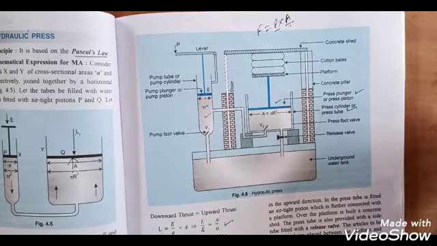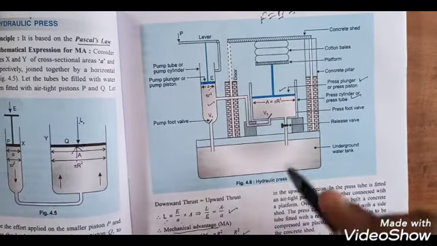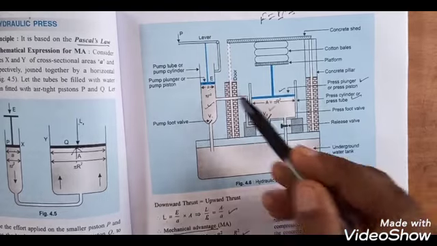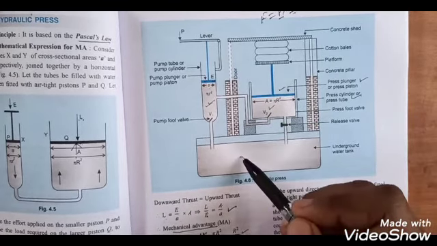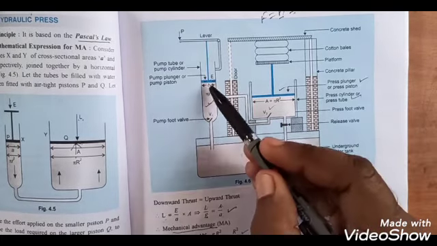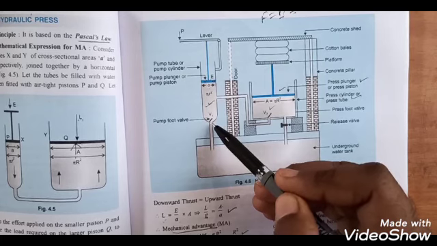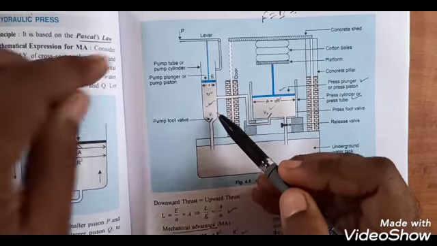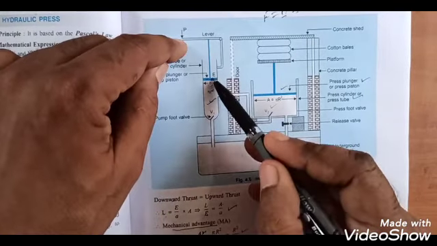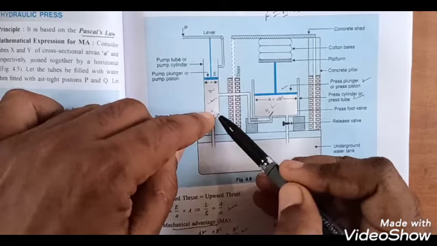This is the construction, right? Now the working, understand very carefully. In the beginning there is no water here and here, nothing, only water is there in the underground water tank. This piston is here at the bottom, and this valve V1 is closed. By operating this handle, this piston is lifted up.